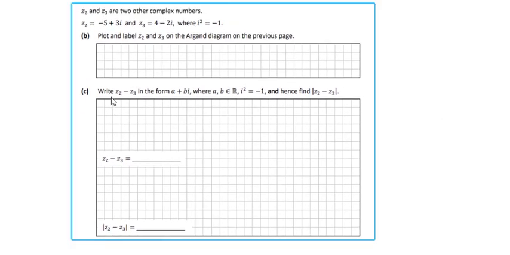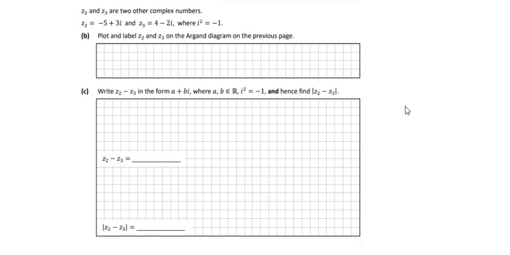Part C then: write Z2 minus Z3 in the form a plus bi. And then it says hence find the modulus. These two lines down beside Z2 minus Z3 mean the modulus. That's the square root of a squared plus b squared. So that's how we find the modulus.